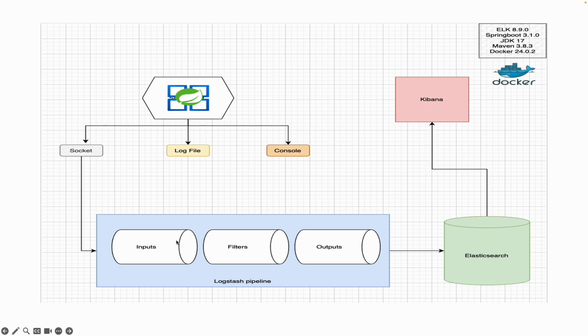Logstash is a pipeline which will have inputs, filters, and outputs. The output of Logstash will be connected to the Elasticsearch module, and the data is saved in Elasticsearch. In order to visualize the data we'll be using Kibana. We are not going to install Logstash, Elasticsearch, and Kibana. Instead, we are going to use a Docker file where we host all these modules in Docker, and the version of Docker that I'll be using is 24.0.2.